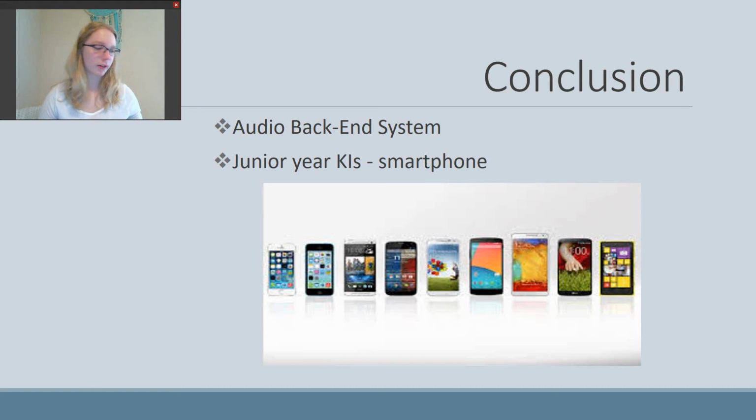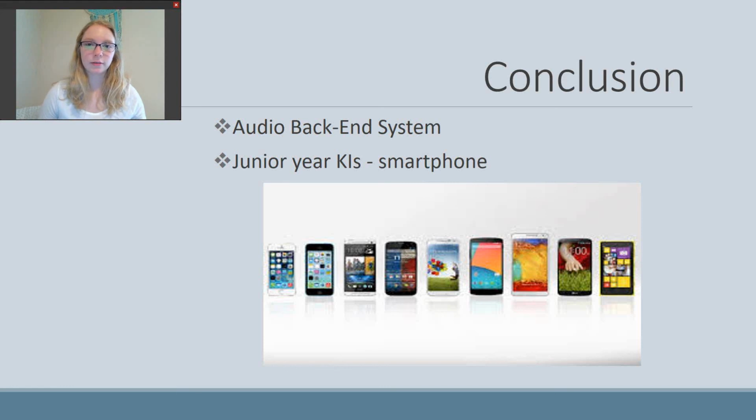In conclusion, I thought that the audio backend system was very interesting. I think it helped me a lot to be able to put all the concepts from the 3 classes together, because I think the first KI, it was really hard for me to put the concepts together and see how they worked together, but this definitely brought 341 into the other 2, which I had trouble with the first time.